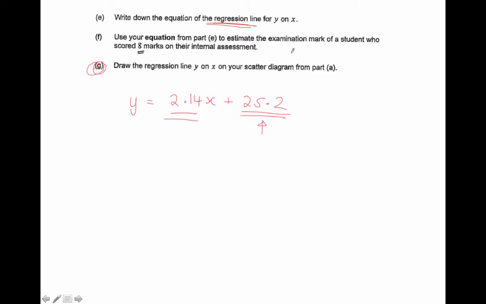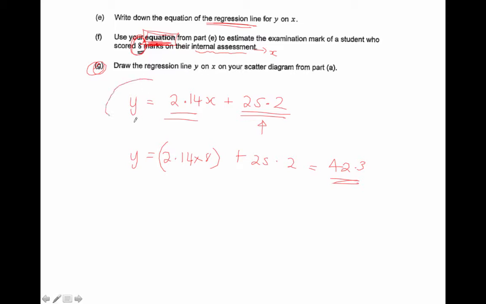For part F, use your equation to estimate the mark for a student who scored 8 on their internal. So 8 on the internal assessment, this was the x variable. So what you had to do here was substitute 8 in for x. So we should see y equals 2.14 times 8 plus 25.2. On a calculator that comes out as 42.3. Because they're specific about the way in which you do it, you can't use the graph. Use your equation, it says in bold, so you're using this part here. So 42.3.